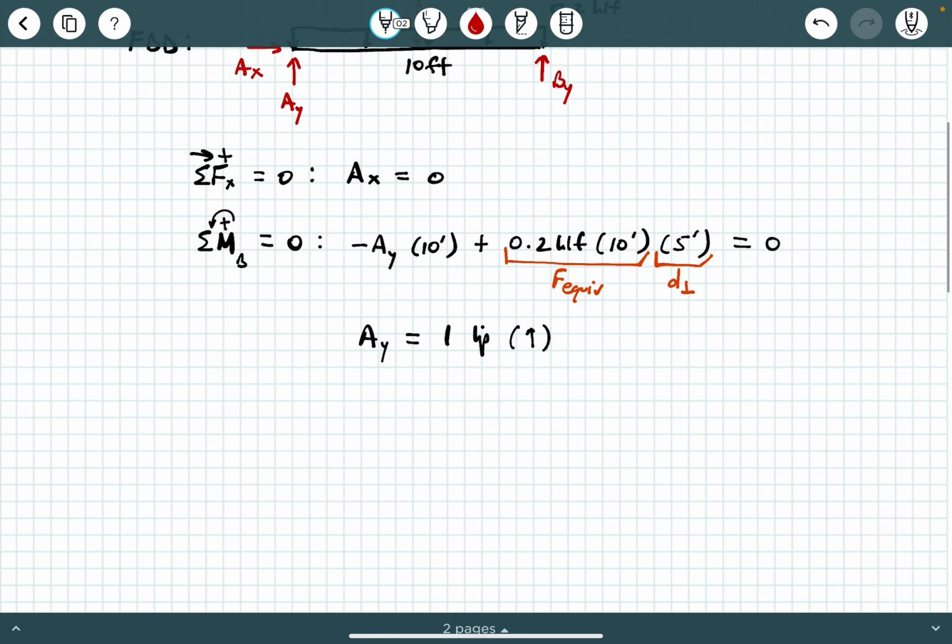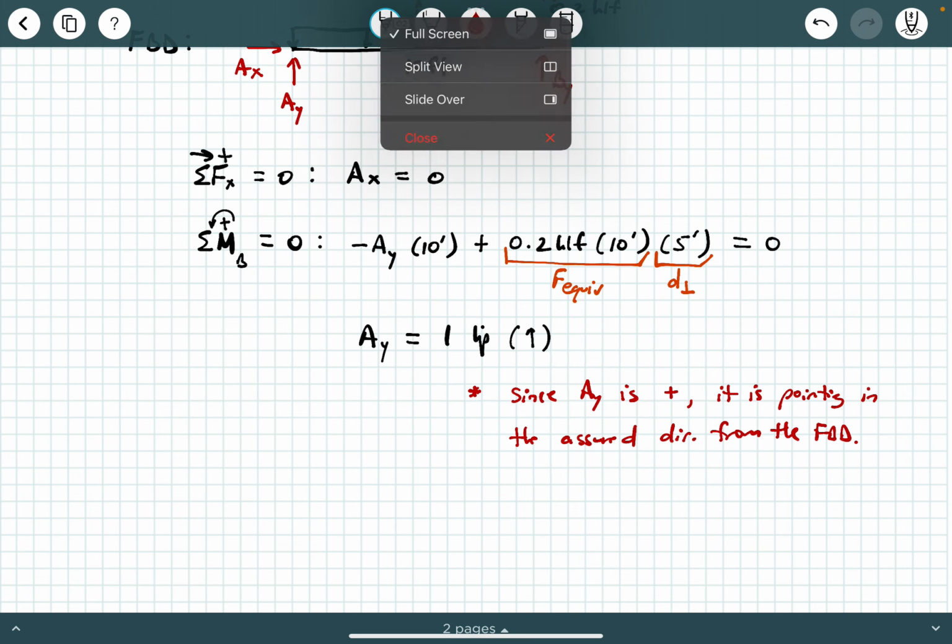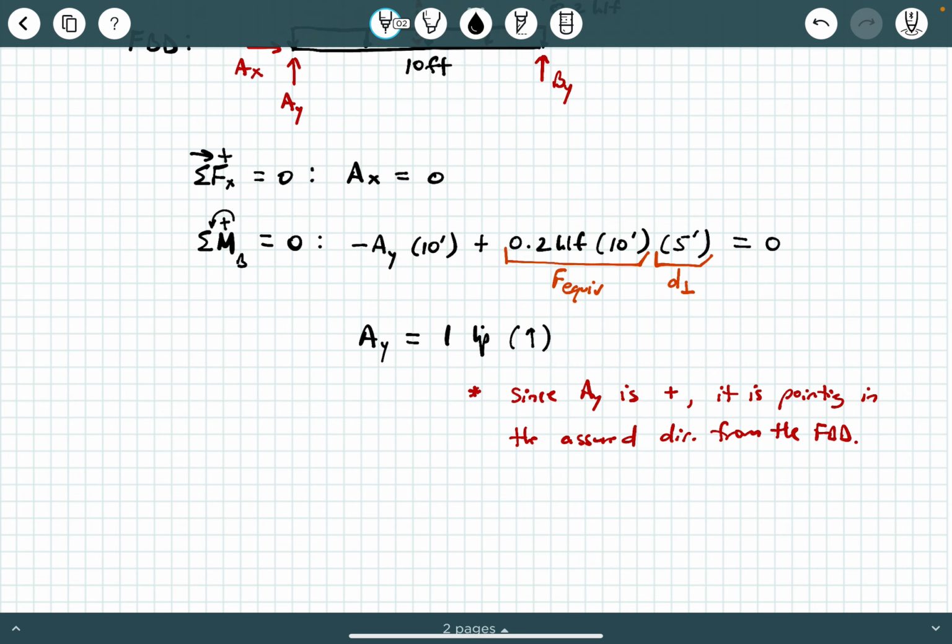All right, we're going to say since Ay is positive, it is pointing in the assumed direction from the free body diagram, which is up, okay? Which is up, sorry. Couldn't hear that from my bad voice right now. All right, are we done? Almost. Not quite, but almost.